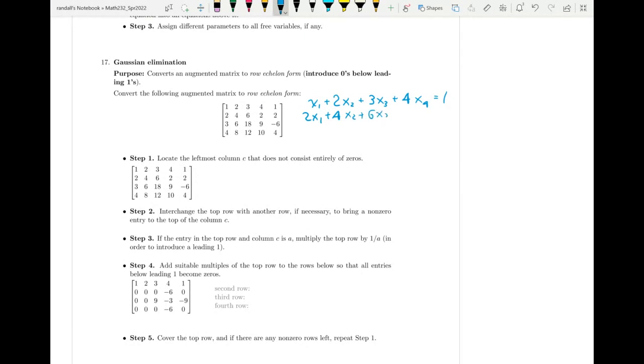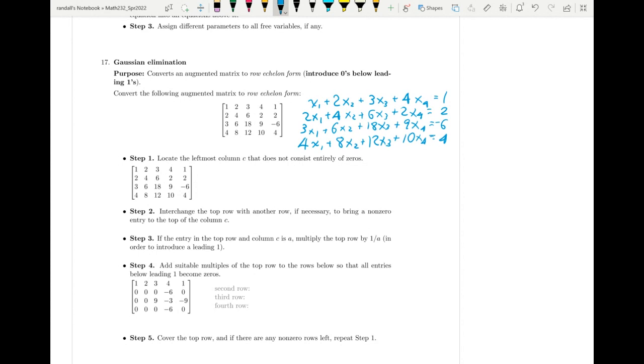x2 plus 6x3 plus 2x4 equals 2, and then 3x1 plus 6x2 plus 18x3 plus 12x3 plus 10x4 equals 4. So this was the original equation system that we had, and then we put it into an augmented matrix form to perform these row operations. Good. So here we go.